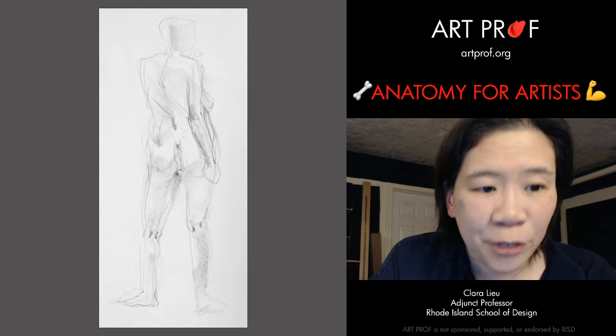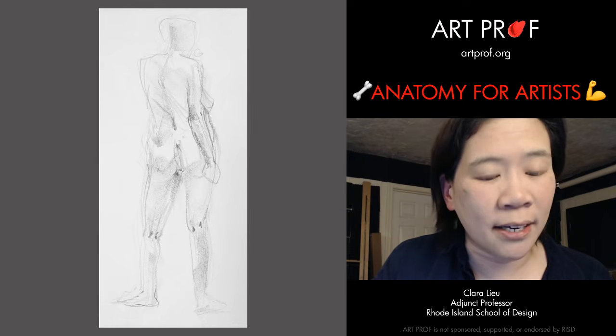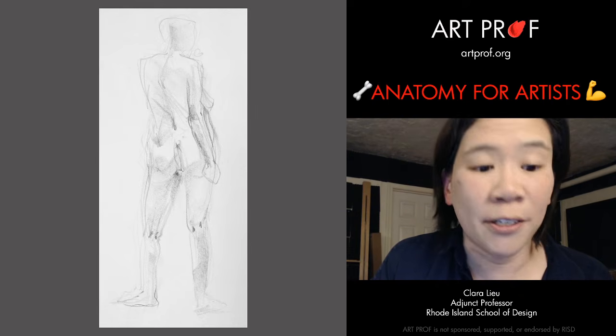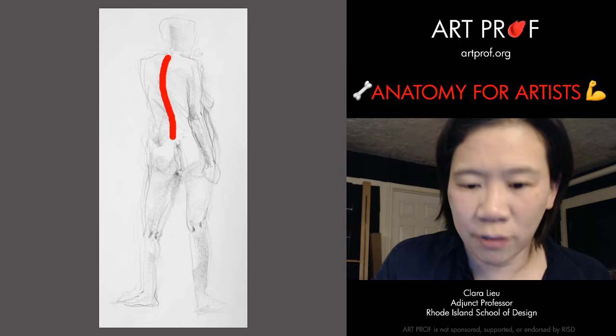Now, on another back view, this is, again, somebody who's standing up straight. And so you would think, for a lot of people, they would say, oh, the spine is straight, but it is not. If you go in and you look at it, you can see that curvature.